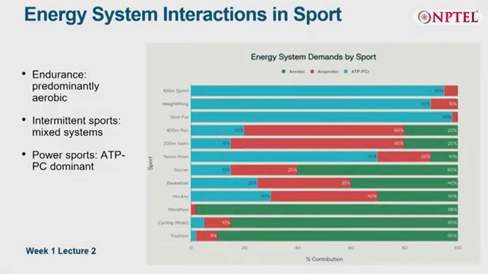This is the energy system interaction in sports, which is quite obvious here. In the 100-meter sprint, around 5% is coming from aerobic, and 90% is coming from the ATP-PC system. Again, around 10% aerobic, and 10% around weightlifting.